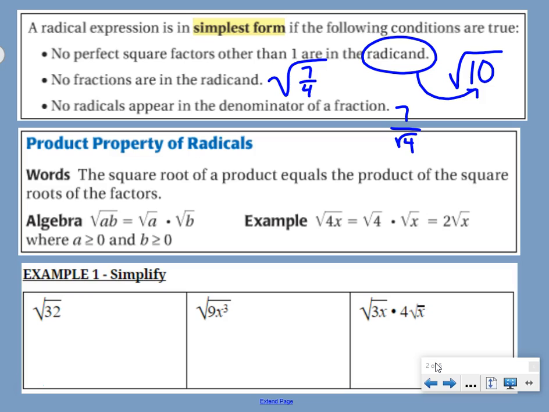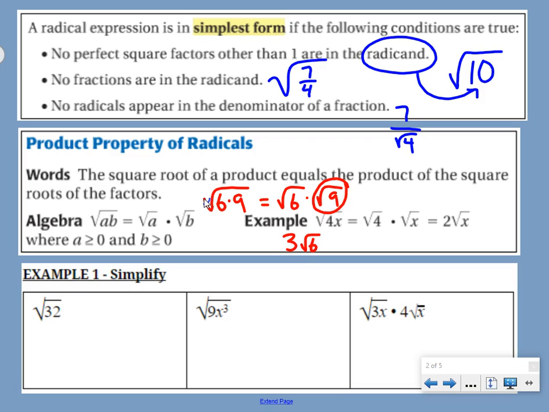Product property of radicals. The square root of a product is equal to the product of the square roots of the factors. So what that just means is that if you were multiplying two numbers together, like the square root of 6 times 9, that would be equal to the square root of 6 times the square root of 9. This allows us to simplify things because we know the square root of 9 is 3, so this would be 3 times the square root of 6. All right?